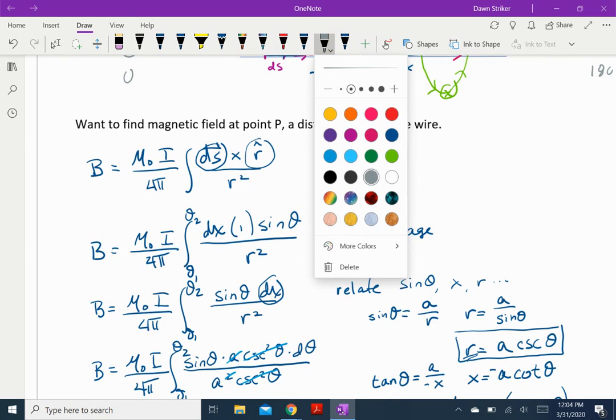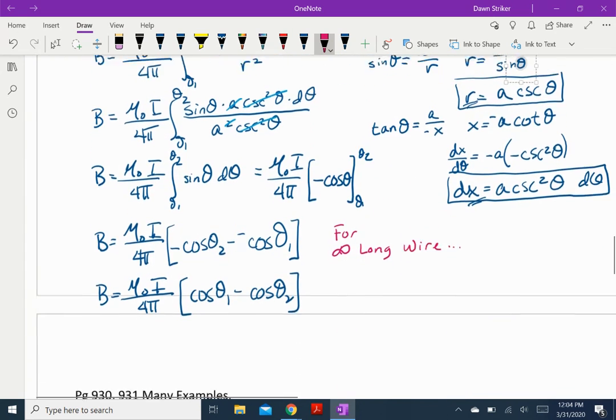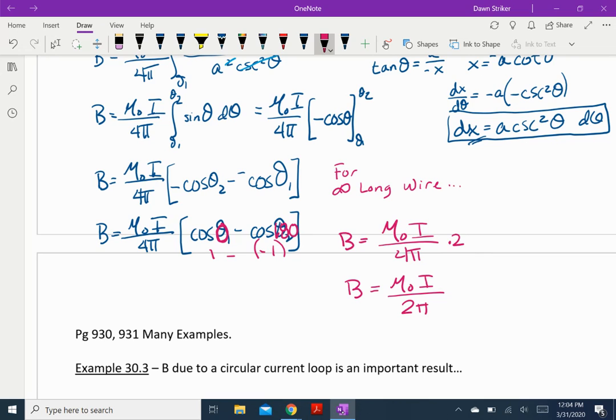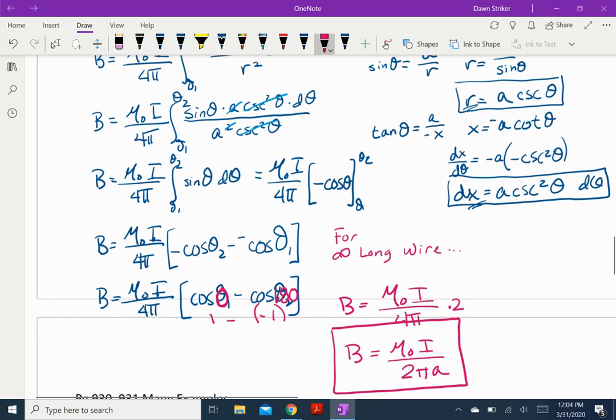Well, 0 and 180 are kind of nice numbers to work with, especially with the cosine. So if theta 1 is 0 and theta 2 is 180, haha. So cosine of 0 is 1 minus, and this is really negative 1, which gives me 2. And so B is equal to mu sub 0 I divided by 4 pi times 2. B is mu sub 0 I divided by 2 pi. And there's an r that I forgot to bring out. There should be an a here. Mu sub 0 I divided by 2 pi a. Where's that a? Some of you already probably realized it's here, and I forgot to bring it out.